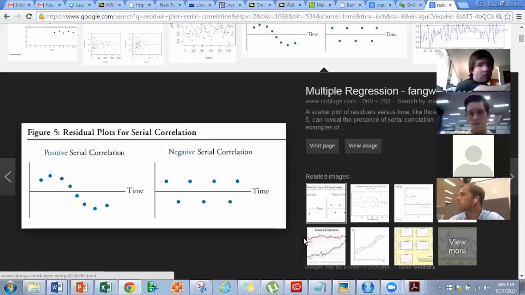Residuals! More questions? You got? Can you go over transformations a little bit? Sure. Let's see. Let me mark the time on transformation.